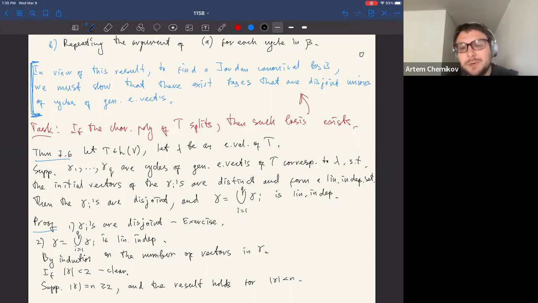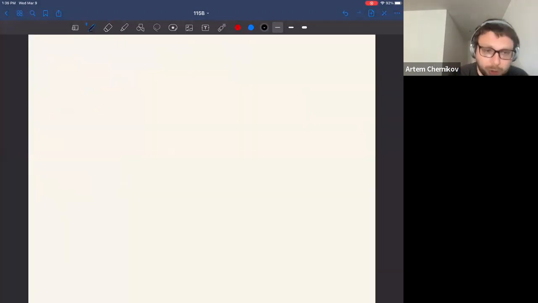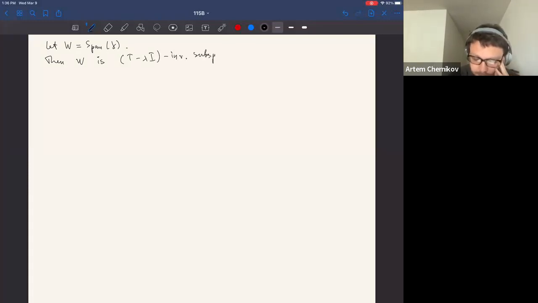So the idea is, as usual, when we want to use the inductive assumption, we have to find some smaller dimensional subspace on which we have smaller size of the union of cycles. So towards this purpose, we let W be the span of gamma. Then observe that W is a T minus lambda I invariant subspace of V.